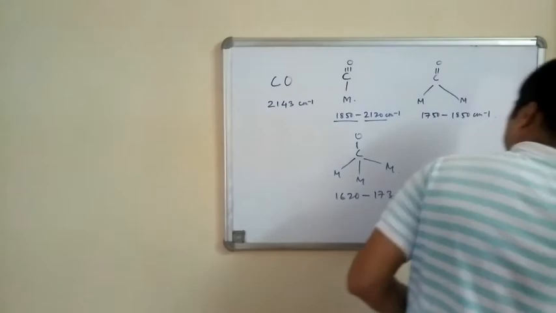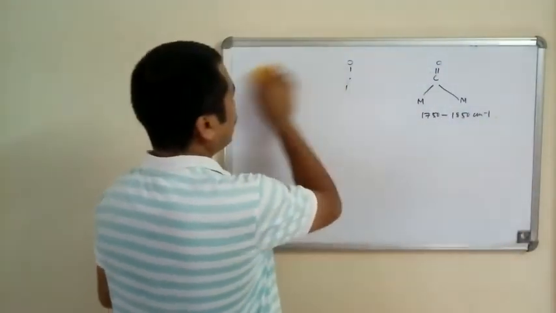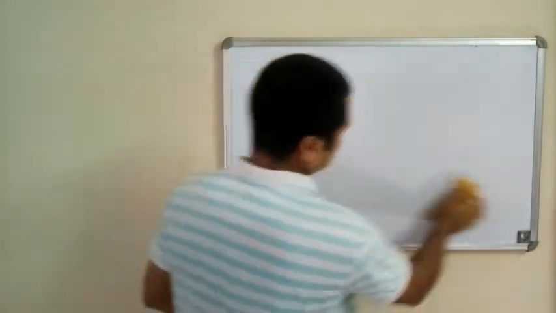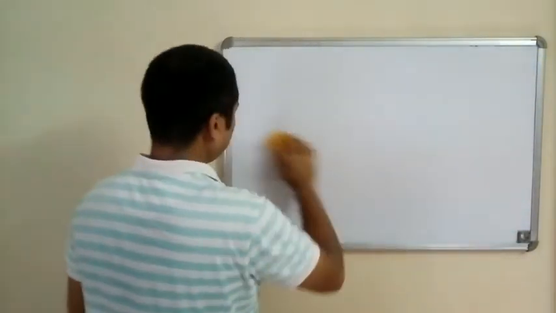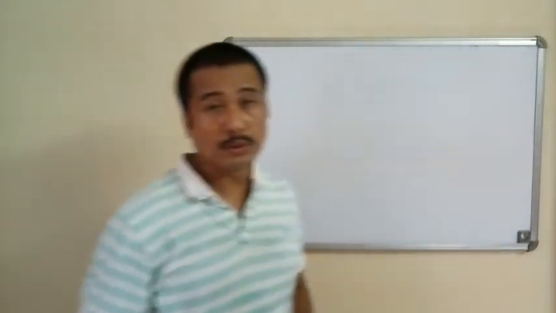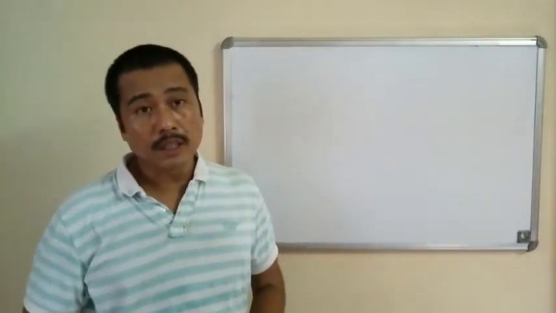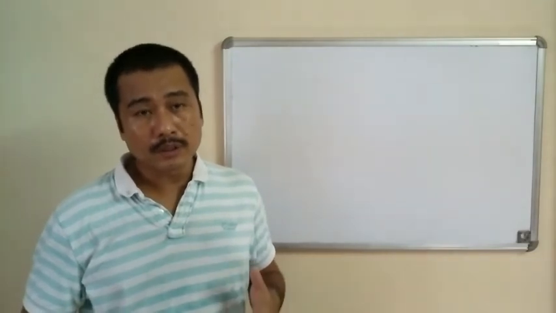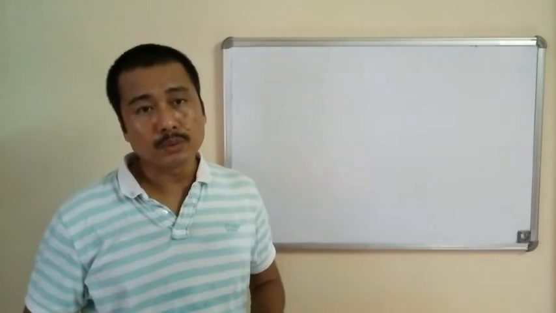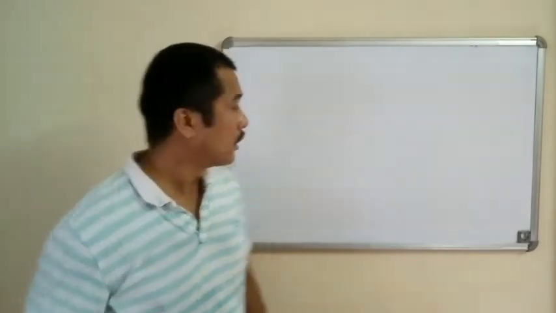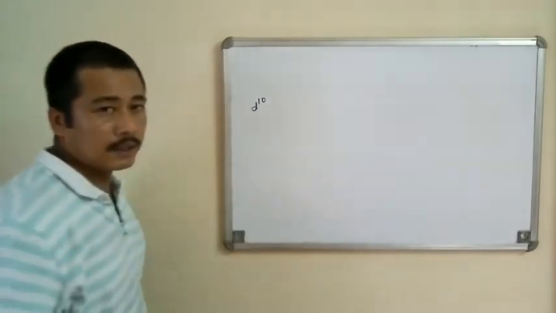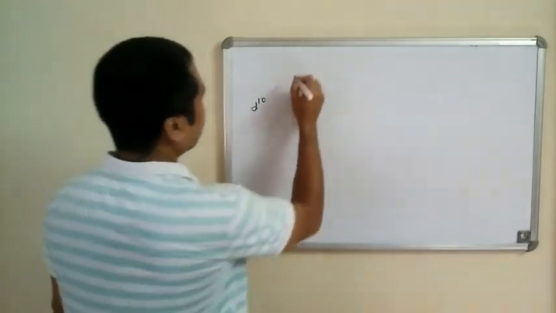Apart from this, it also allows us to compare the extent of pi back donation in metals with the same number of electrons, or we can also understand the influence of charge on a particular complex on the ability of the metals to form pi back bonding. So let us now look at the CO stretching vibration of some d10 metal complexes.